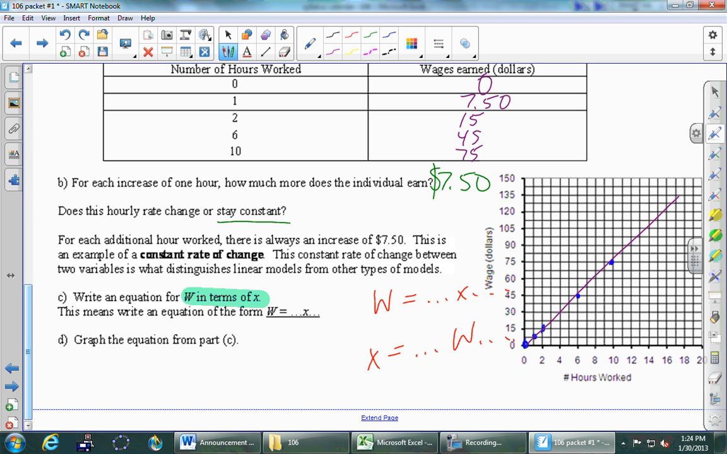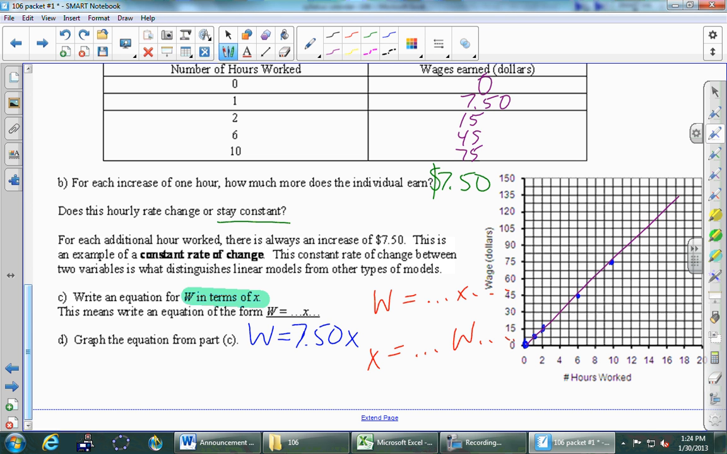Okay, let's write the equation down here. Again, it's W in terms of, so it's W equals. Let's hear from somebody we haven't heard from yet today. What equation do we have? 750 times X. Do we buy it? 750 times X. I think that sounds good.